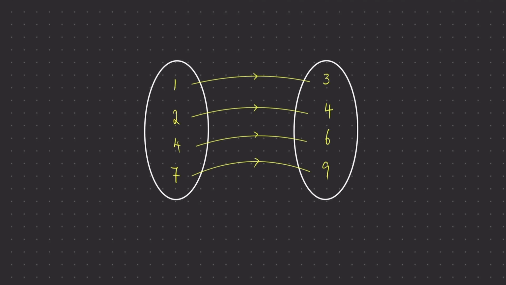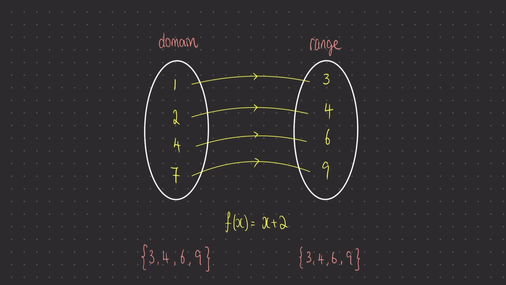The domain and range of functions can be thought of as the input and the output of our functions. Looking at this one-to-one mapping here, we can see that the function must be f of x equals x plus 2. The set of numbers on the left is what we describe as the domain. The set of numbers on the right is the range. We can write this in set notation, where the domain would be written like this, as a set of numbers, and the range would be written as a set of numbers like this.